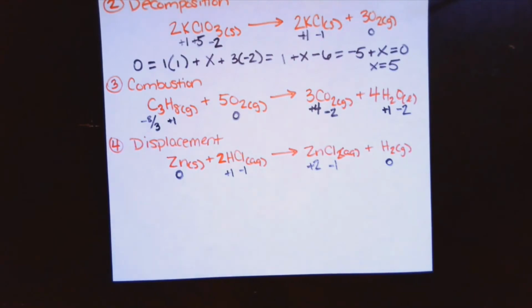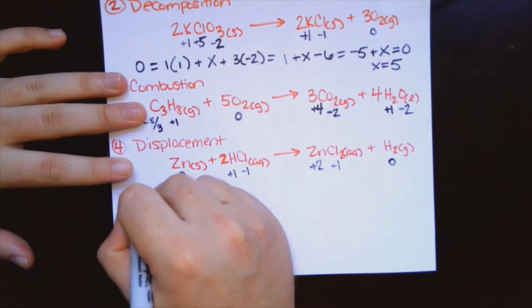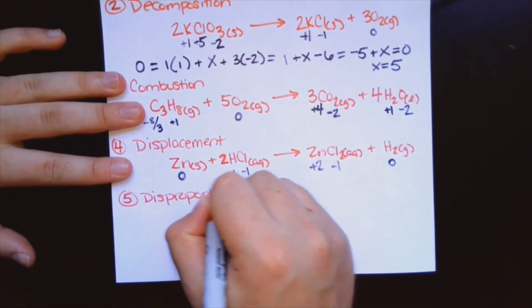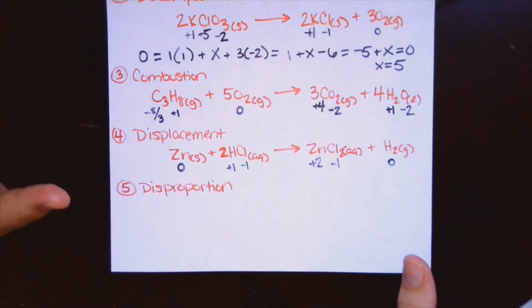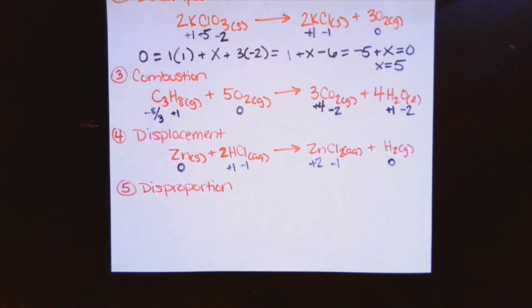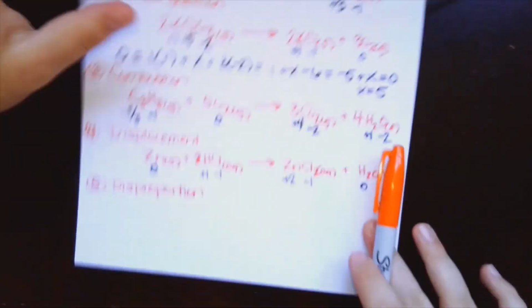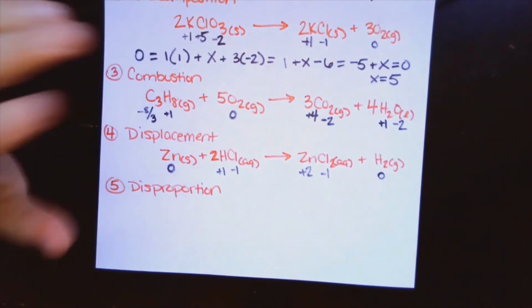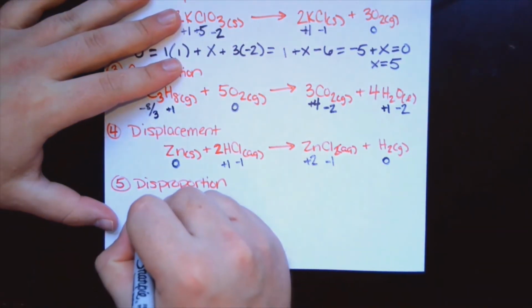Alright, and the last reaction type is a disproportionation reaction. That's when you have the same species simultaneously oxidizing and reducing. Now, it's not the same atom, and that's why I used the term atom up here, because it's not the exact same atom both oxidizing and reducing. That doesn't make sense. But it's the same elemental species. So, for instance, let's look at this reaction here.